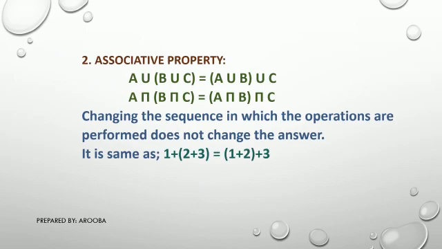Second property of sets is associative property. It can be of both union or intersection. Now, associative property states that while performing operations on three sets, changing the sequence in which the operations are performed does not change our answer.